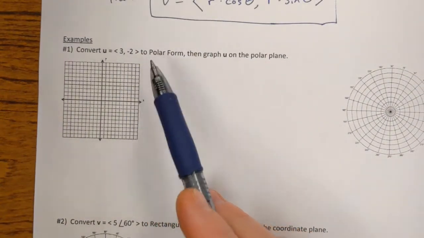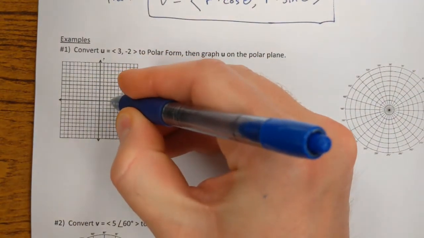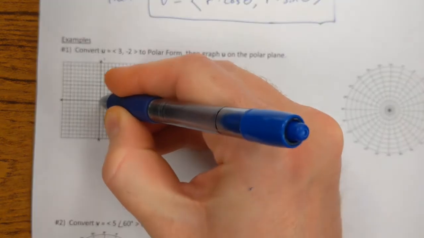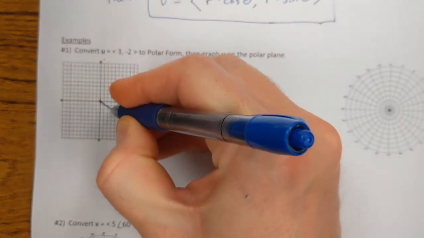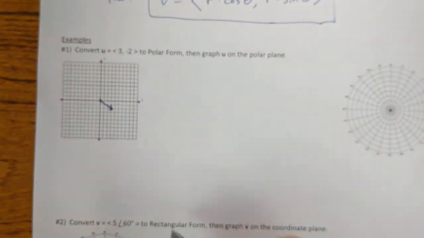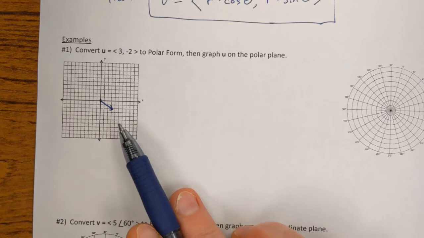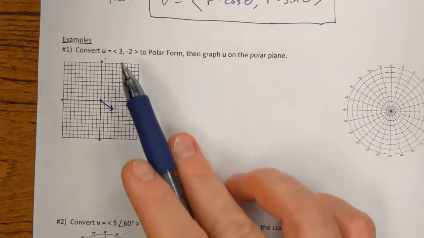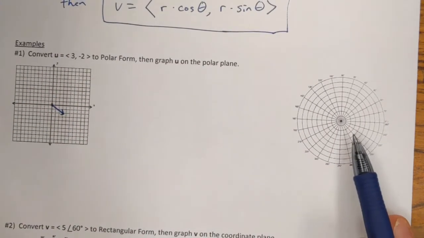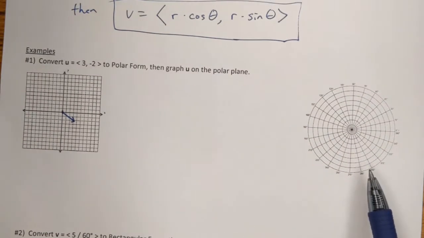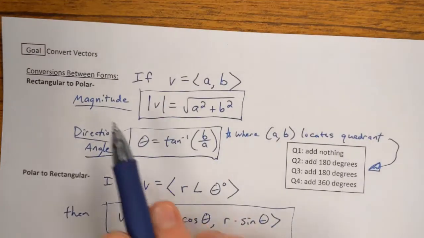If we have this vector 3, -2, here it is in rectangular form, and we're able to draw it on a rectangular graph. You're going to learn today to be able to convert this from a rectangular graph, rectangular coordinates, onto a polar graph with polar coordinates. Okay? So that'll be the first thing.